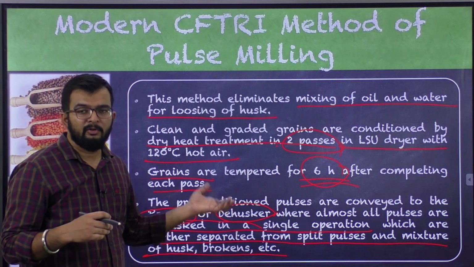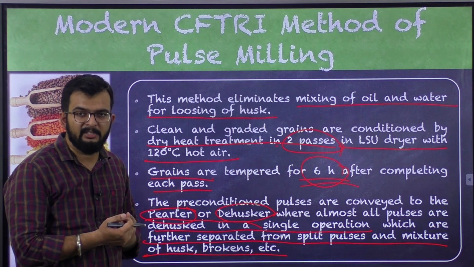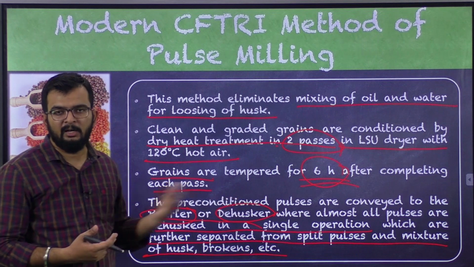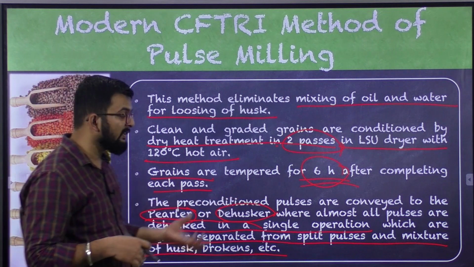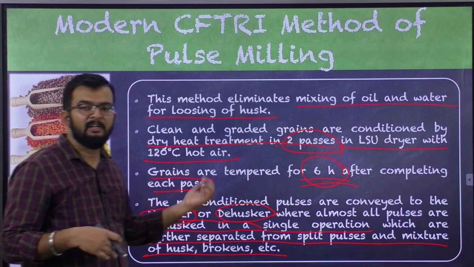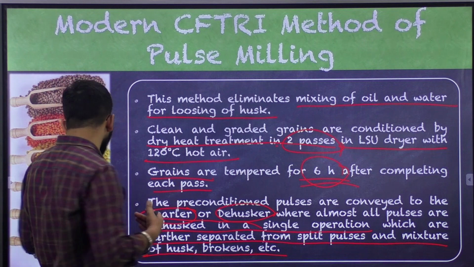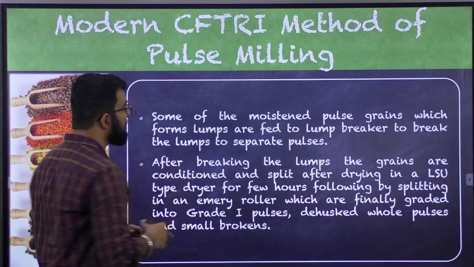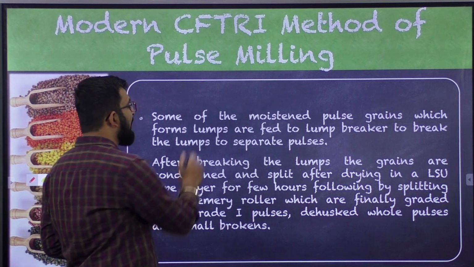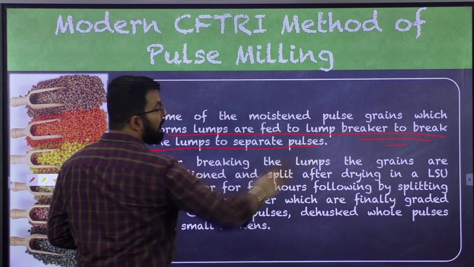Okay, so as usual in dehusking, you will get a mixture of your dehusked pulses, split grains, and some powder, and also husk will be present. So with sieving, it needs to be cleaned out or separated, then again repeat the process. Splitting is done by impact method in this case also. So after your pulses have been dehusked, some of the moistened pulse grain forms lumps, and these lumps have to be broken down before these are sent to splitting.